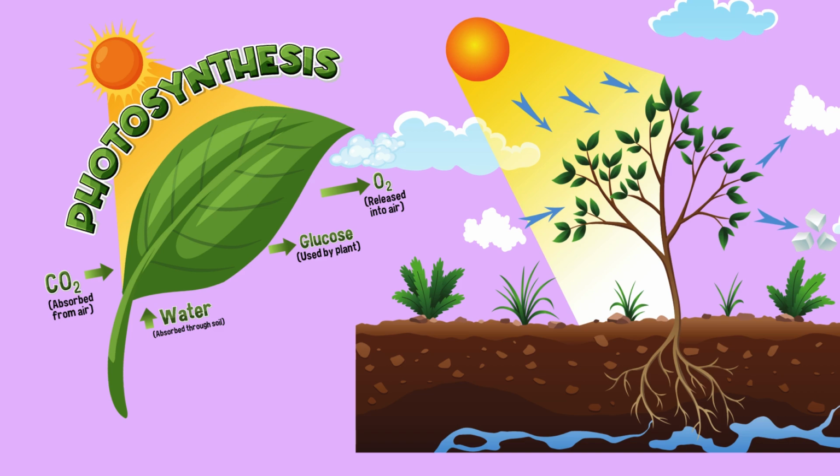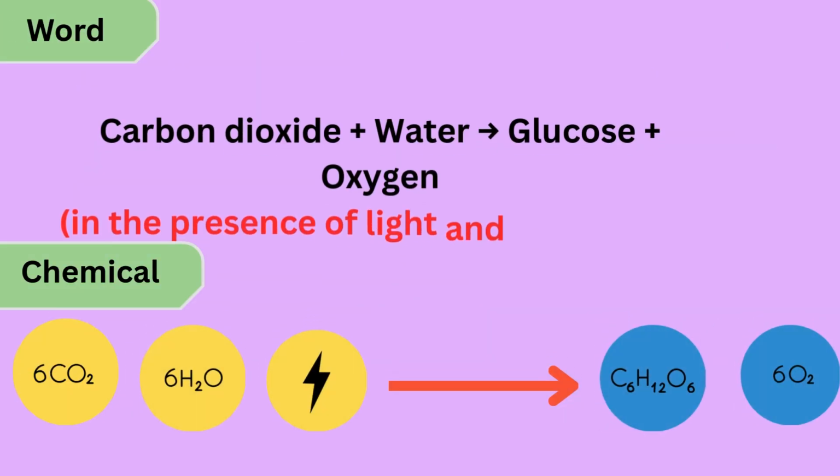Here, plants are nature's food factories. Photosynthesis occurs in chloroplasts, using light energy to convert carbon dioxide and water into glucose and oxygen. Remember, it's a very well-known question for the checkpoint. The balanced chemical equation. Here is the word one. Carbon dioxide plus water, arrow with light energy inside the arrow. It's an endothermic reaction. Glucose and oxygen are produced. While the chemical one is 6CO2 plus 6H2O, arrow, C6H12O6 plus 6O2.